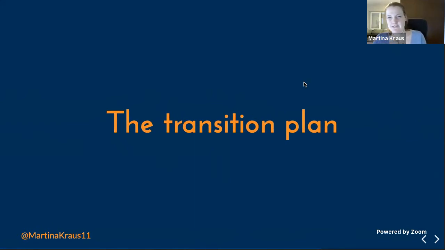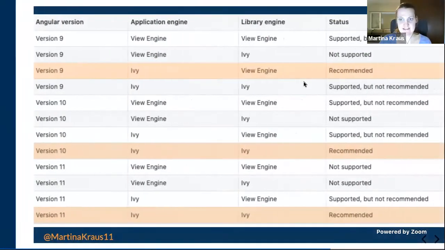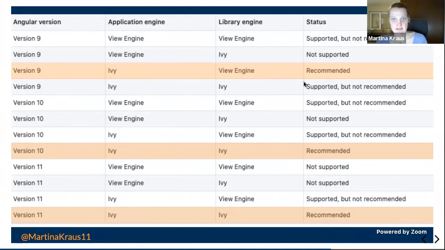I talked about a transition plan, and this is not really official from the team, but more from the community, which says, okay, if you have Angular version 9, Angular version 10, Angular version 11, these are the recommended settings. In version 9, you still should use libraries with View Engine. Since version 10, you should use libraries that are compiled with Ivy. And then, of course, in 11 as well, and more.